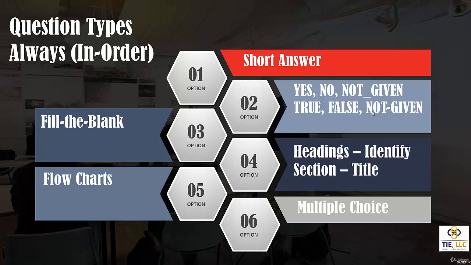The standard multiple choice question goes in order. The fill in the blank question goes in order, and a flow chart that has arrows pointing down from one box to the next box will typically go in order also.